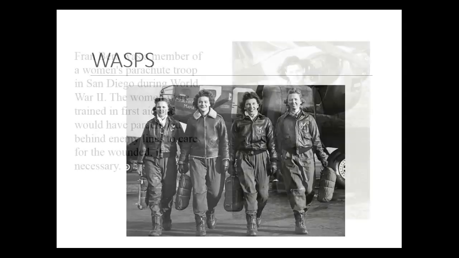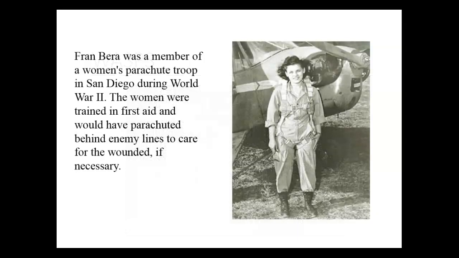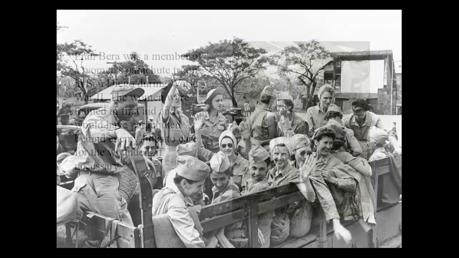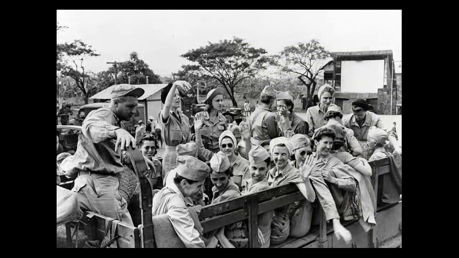Fran Vera was a member of a women's parachute troop in San Diego during World War II. The women were trained in first aid and would have parachuted behind enemy lines to care for the wounded if necessary. The Nurse Corps Reserves alone commissioned 105,000 Army and Navy nurses recruited by the American Red Cross. Military nurses worked at base hospitals, mobile units, and on board hospital mercy ships.